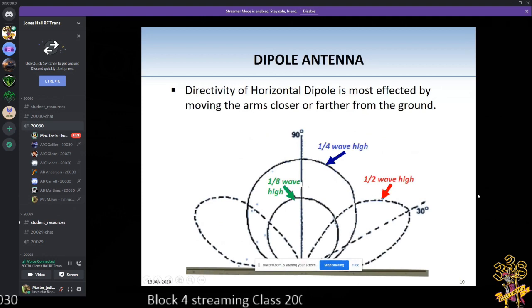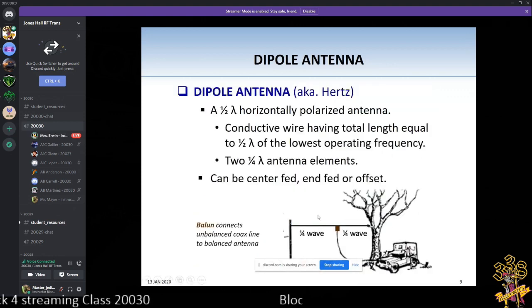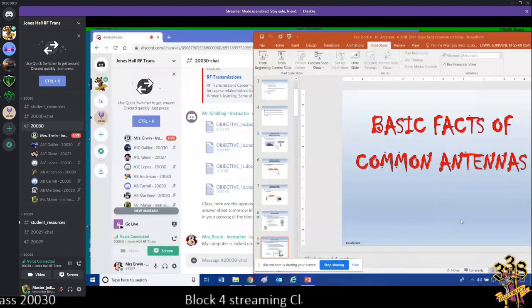Now, how high you move that antenna above the ground or how close you put it to the ground is going to affect its radiation pattern. Here you can see it says half wave high. So if this antenna is a half wave from the ground up to the antenna, it's going to be a bidirectional antenna.